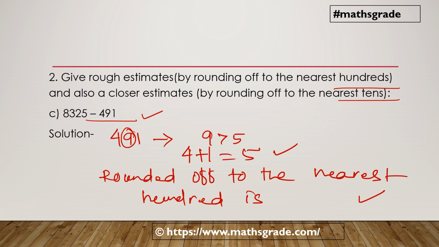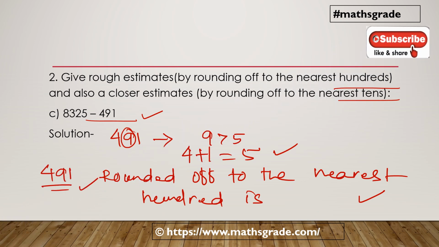And just write down 0 in the tens place and unit place, that is 9 and 1 change to 0. So 491 rounded off to the nearest 100 will be 500. This 4 changes to 4 plus 1, that is 5, and 9 and 1 change to 0. So 491 rounded off to the nearest 100 is 500.